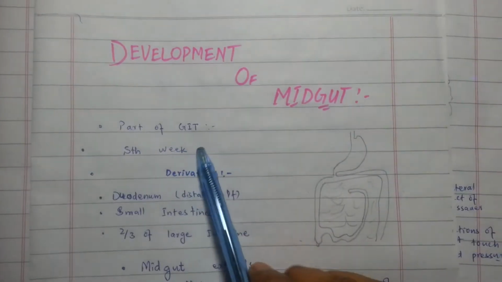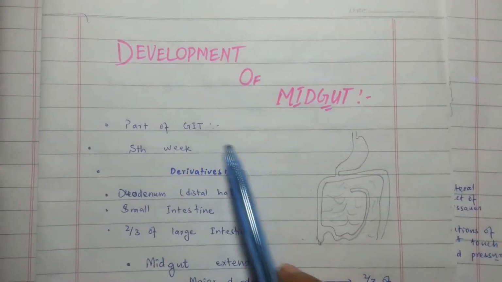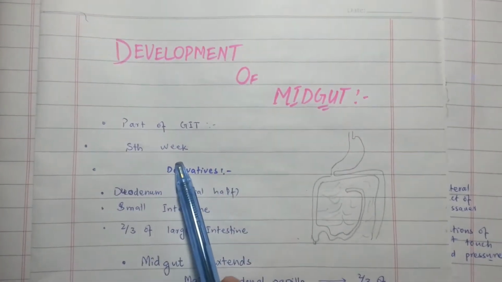In this video I will discuss the development of the midgut. The midgut is a part of the GIT, the gastrointestinal tract. Its development starts in the 5th week of development.